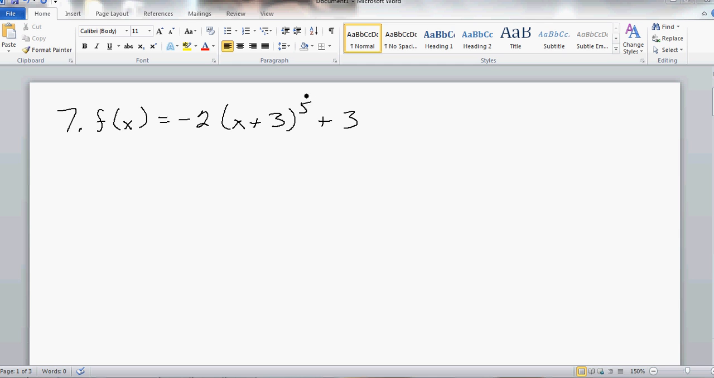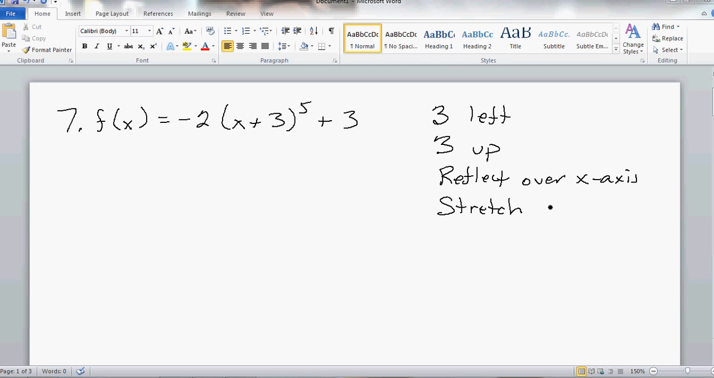So I know x to the 5th is the parent function. This plus 3 right here tells me I need to go 3 to the left. This plus 3 here means I need to go 3 up. The negative says I need to reflect over the x-axis. And the 2 right here says I need to stretch the y values by 2.